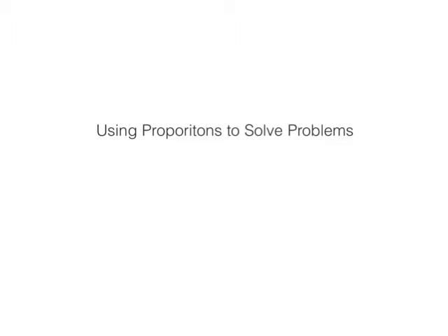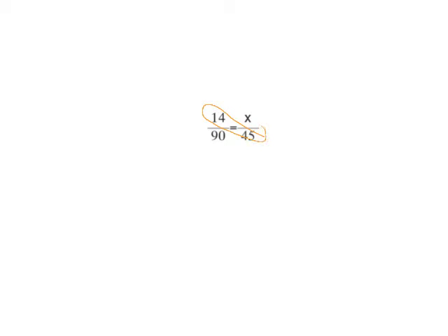Alright, so we're going to do a little bit of a review here on something that you should have learned last year on using proportions to solve problems. So when you see something like this, what do you think of? Many of you probably think of something that you like to call the butterfly method. Right? That's when you multiply these two and you multiply these two. It's really called cross multiplication.